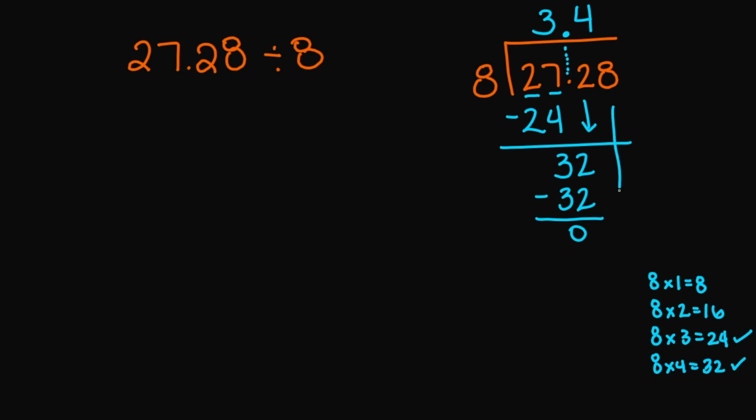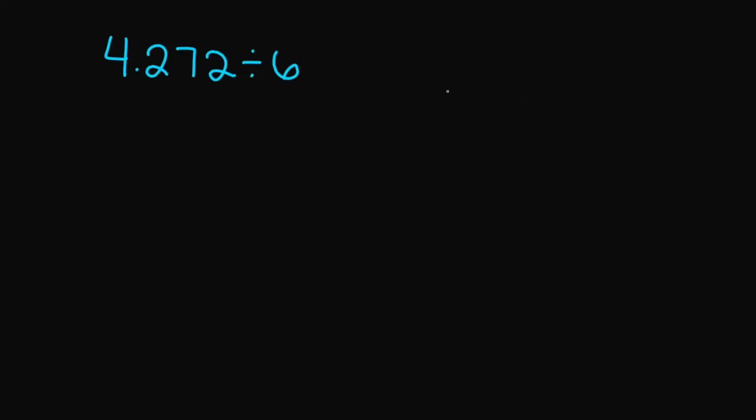I'm going to bring down my 8. 8 goes into 8 now how many times? It goes in 1 time. 8 times 1 is 8. 8 minus 8 is 0. So your quotient, your final answer is 3.41.